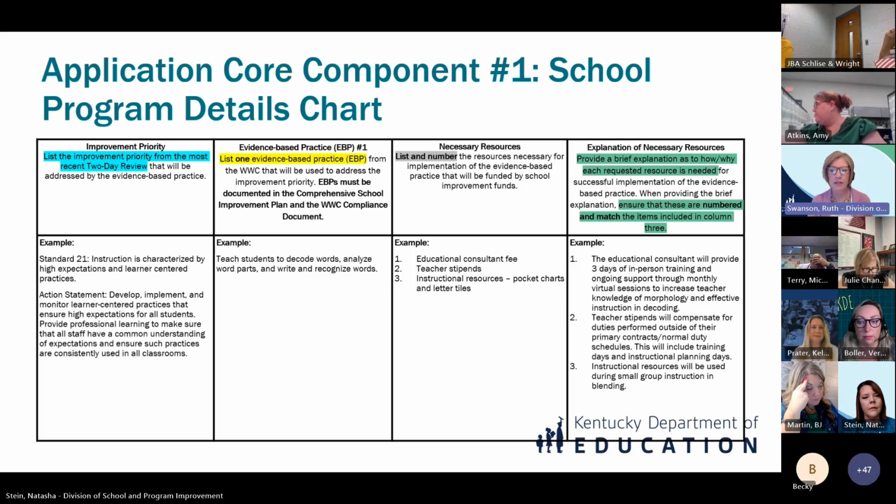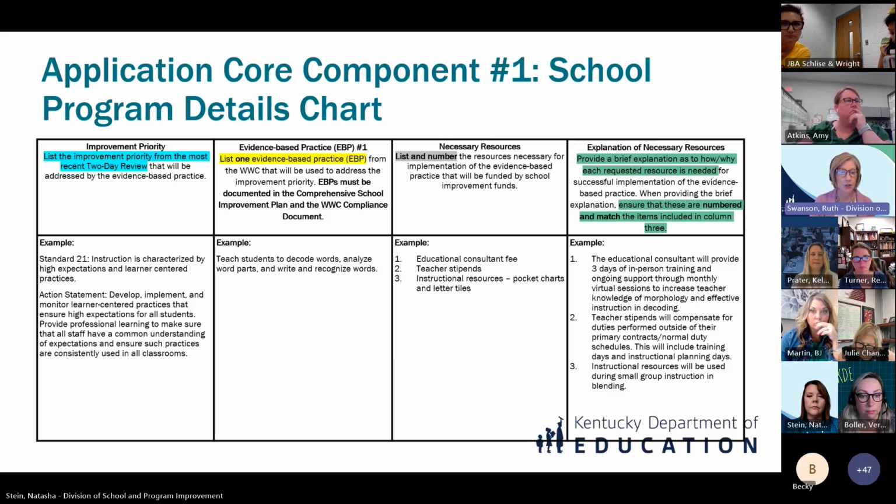In the third column is where you want to list each resource that is going to be needed to be purchased if you're going to effectively implement that recommendation. So you'll see here that in order to implement that recommendation, this school is going to need an educational consultant to come and provide training. So one of their resources is a fee to pay for that consultant. They're also going to provide teacher stipends for the additional work that teachers are going to do outside the school day, outside their normal contract. And then they've also listed some specific instructional resources that they're going to need. They're going to need pocket charts and letter tiles in order to fully implement that recommendation from the practice guide.